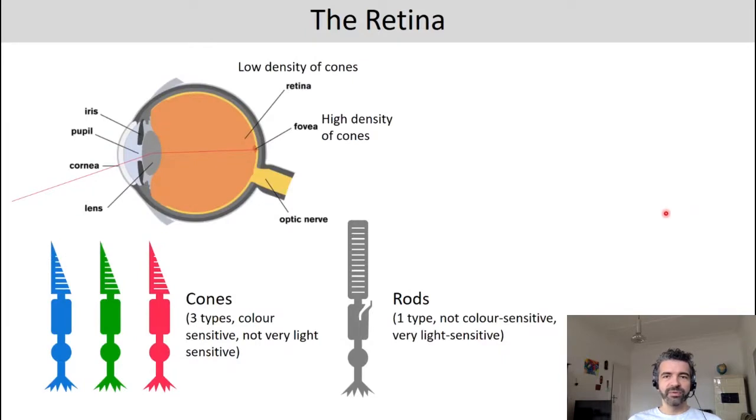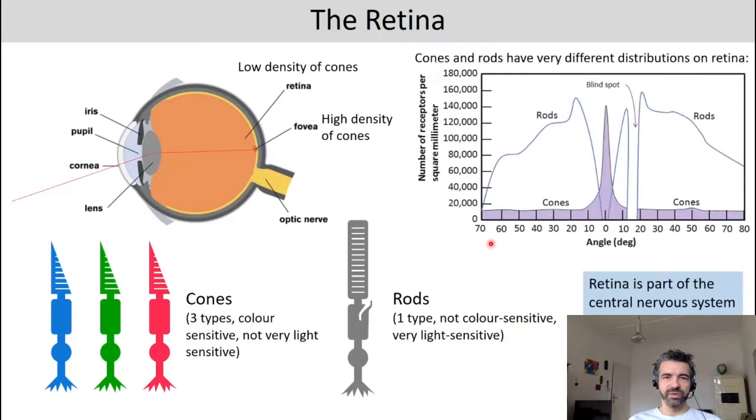Apart from cones, there's also rods. Rods are not color sensitive, but they respond more strongly to light. The distribution of rods and cones is different. So, as you can see here, the rods are mostly in the periphery, whereas the cones are mostly in the fovea.